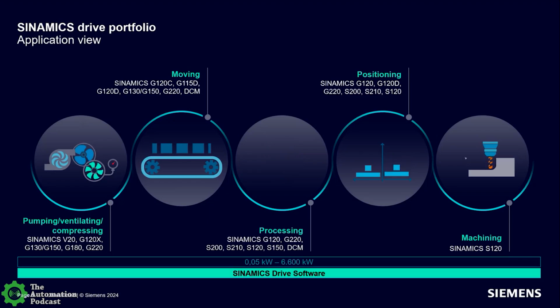On the slide, you can see typical applications: pumping, ventilating, compressing. Those are the more energy savings ones. And then you see things moving like on a conveyor, processing, maybe a winding application, positioning, maybe you could add hoisting to that. And then you see machining. And maybe you could do that with some of our servo products, or maybe step up to some of our CNC controlled products that are in the portfolio as well.